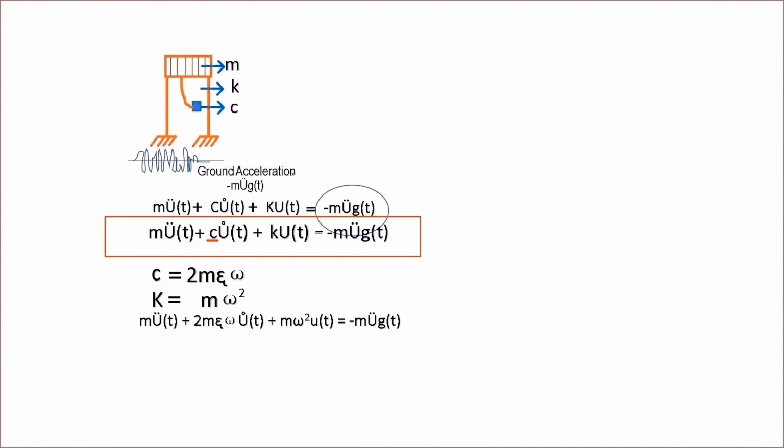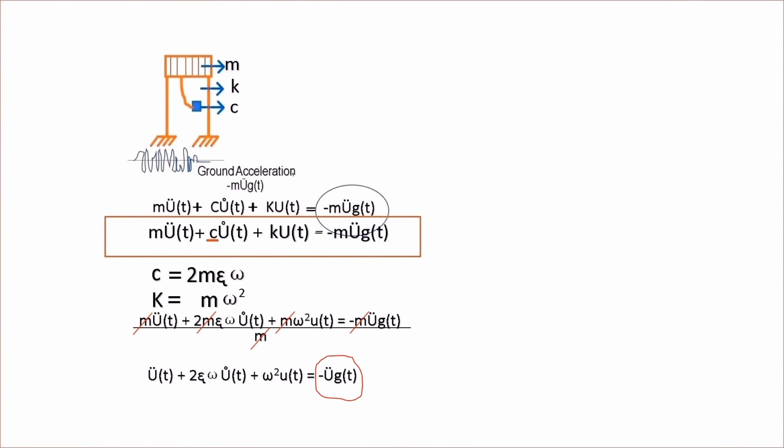So from this equation, we can cancel this m. So you can see, we can cancel the m. So what remains is u double dot of t plus 2 xi omega u dot of t plus omega squared u of t all equal to negative u double dot g of t. So this is the earthquake demand, this negative u double dot g of t. So this is what we need.